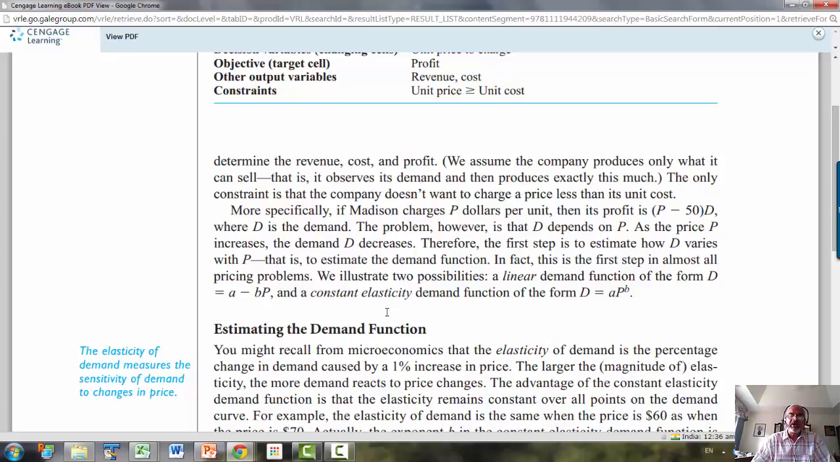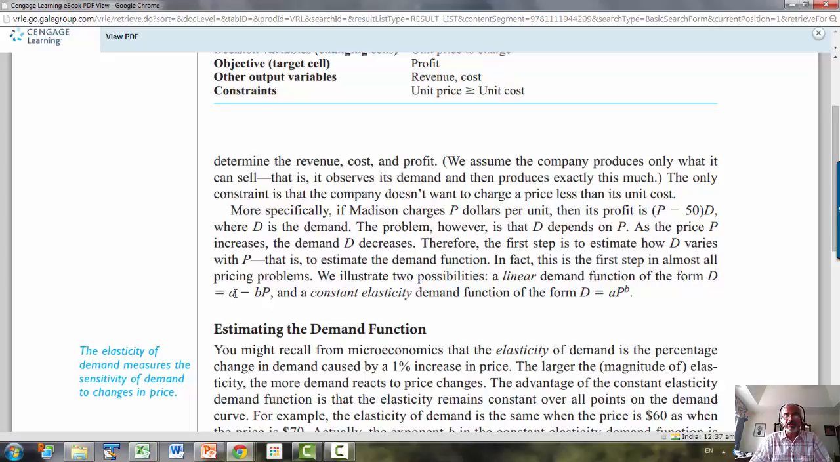You can also have a constant elasticity function, which means that if you increase the price by a certain percentage, then the demand will change by a corresponding percentage. So it is based on percentages rather than amounts. That relationship is given by this function: demand is equal to a constant A times price to the power of B.